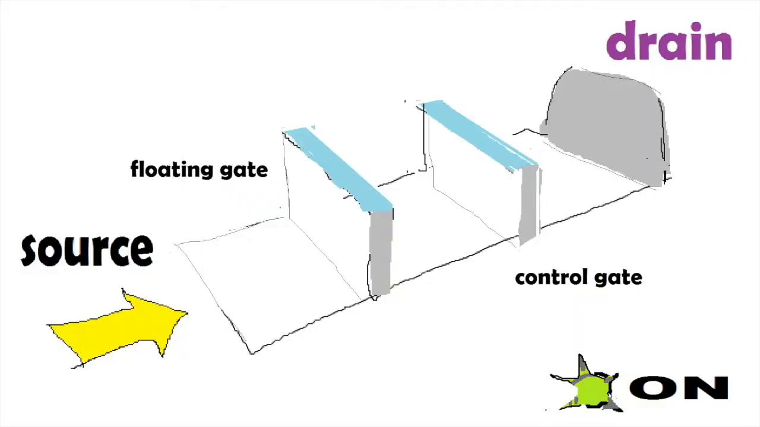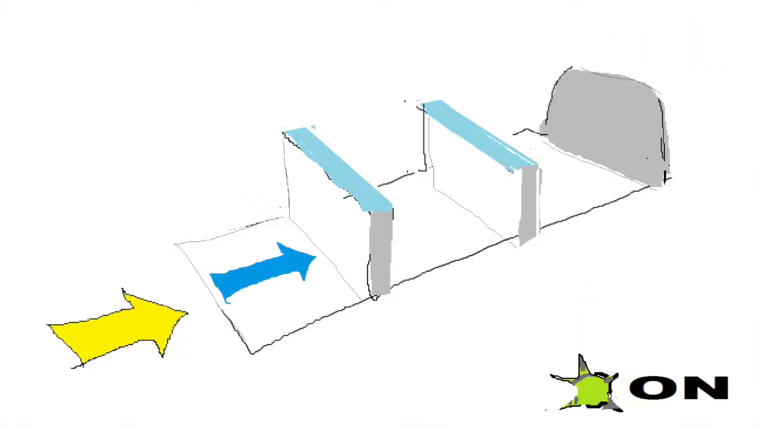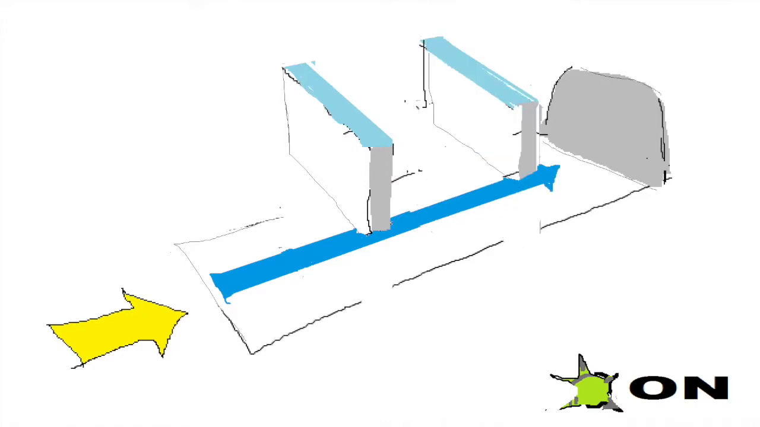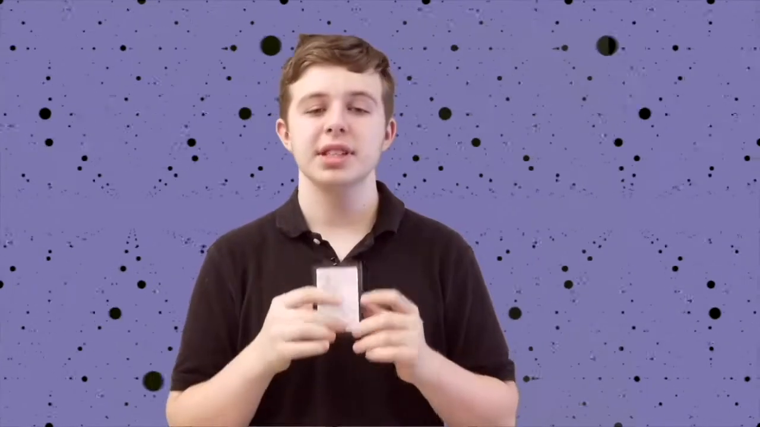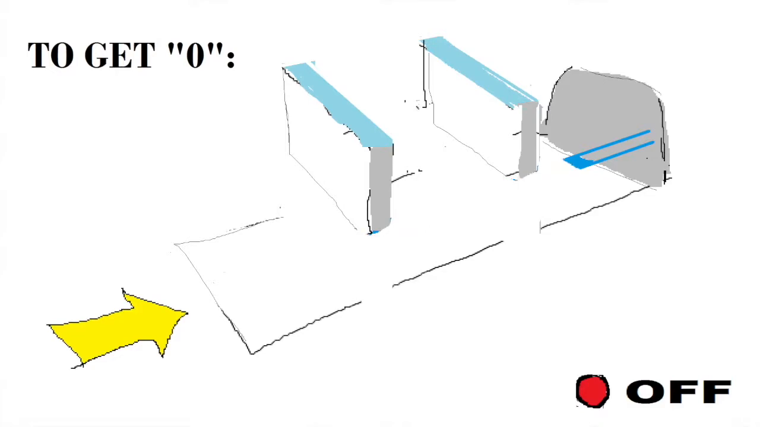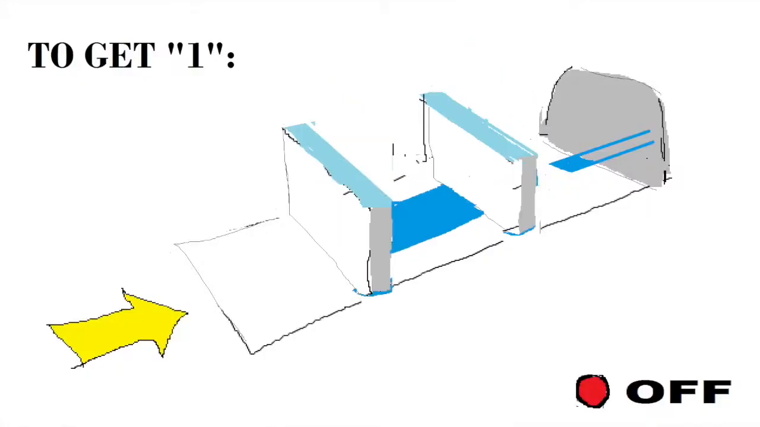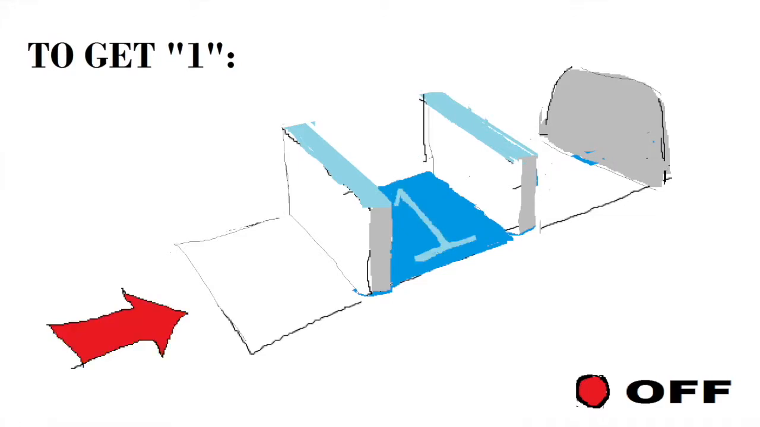The transistor is turned on and electricity flows in. The electricity has to pass two gates before draining. To store a 0, all electricity is allowed to drain before closing the gates. To store a 1, the gates are closed with electricity inside. Have you ever seen a USB flash drive? Those work the same way.